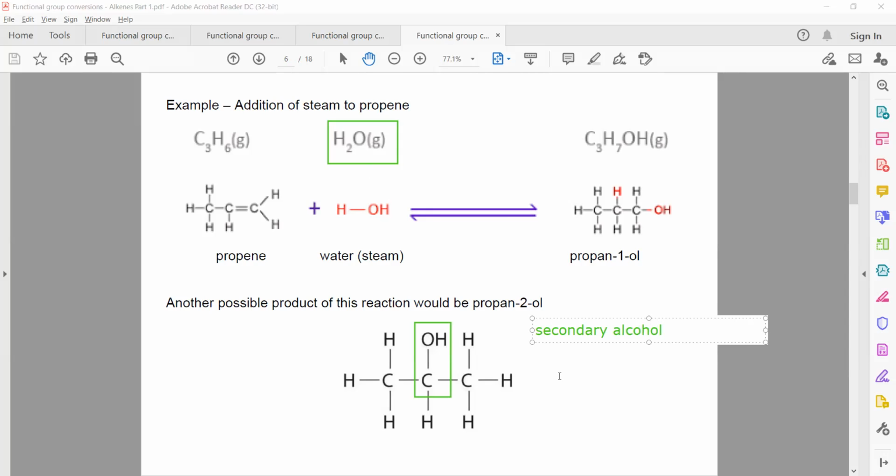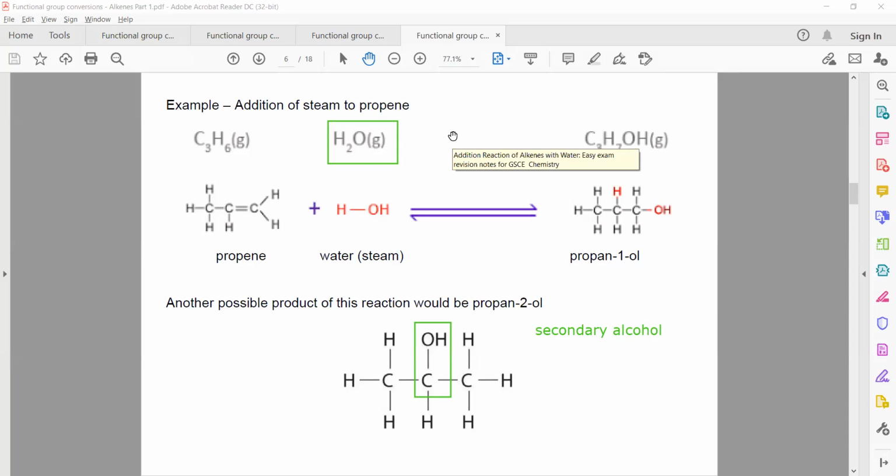That's a secondary alcohol. But you could also get the primary alcohol. And in this case, it's Markovnikov selection. It's going to prefer to be the secondary alcohol than to be the primary alcohol. I think that maybe answers your question a bit better.